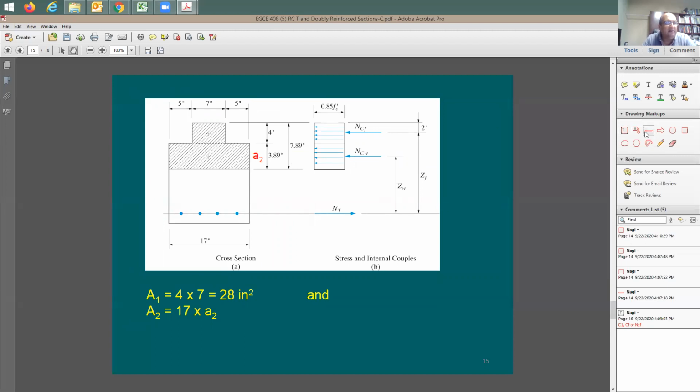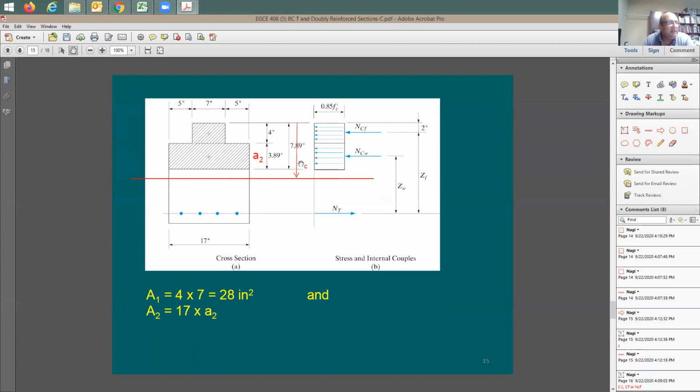Now I need the c lowercase. What is the c lowercase? It's going to be the depth of the neutral axis. So the neutral axis is going to be happening here. I'm going to say the distance from here to there is going to be called c lowercase. So let me put it from here, all the way to here. Now this is going to be c lowercase, right? So I'm going to put it right there, c.